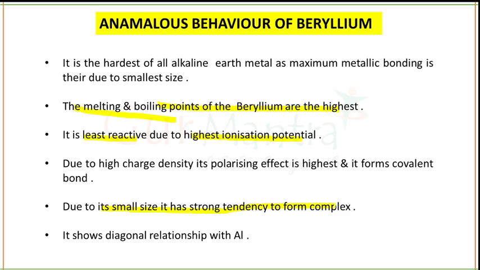In group 1 elements, you have studied that lithium has the only tendency to form a complex compound due to its small size, and beryllium also has the tendency to form complexes. And this beryllium shows a direct diagonal relationship with aluminium.